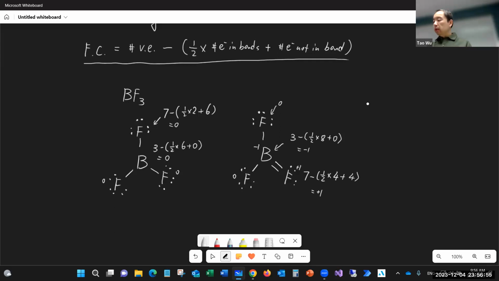So this is how we calculate the formal charge. Please get out your study guides, the last page of your study guide. Question number 6 gives you one of the examples, the formal charge. The first question of the last page: we have the Lewis structure there. Determine which structure will be the best structure for the compound.